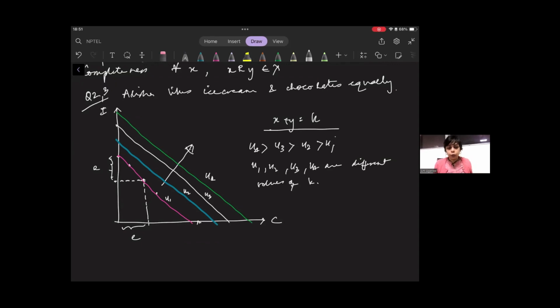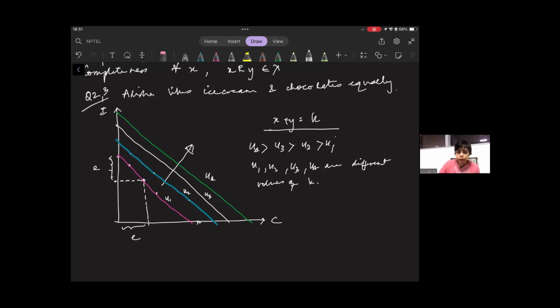And what is this value k? This value k is nothing but the level of utility which that person is at. So the person is at a certain level of utility on the pink line. Wherever you move along that pink line, the person's level of utility remains the same. Then you move to the blue line, and the level of utility is higher than what the person had on the pink line, but it remains the same at every point on this blue line, right? I hope it is making sense now.